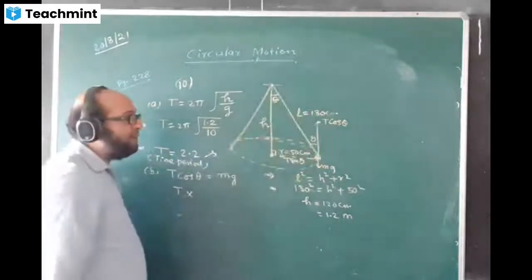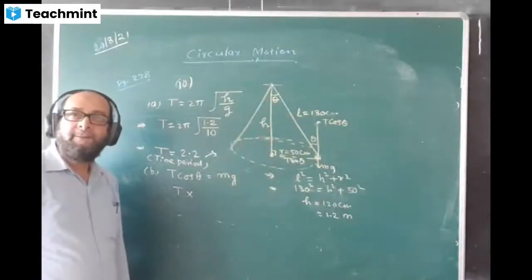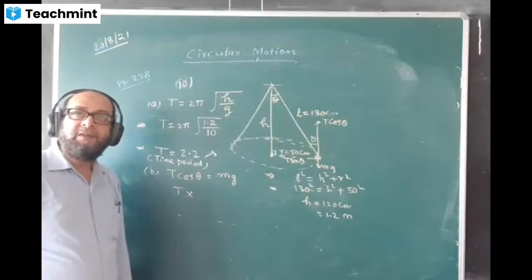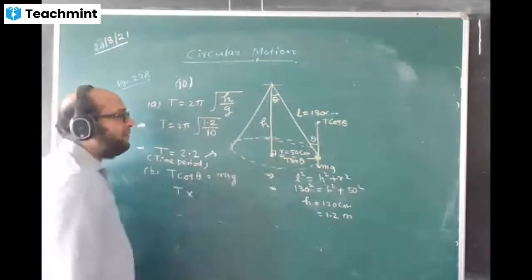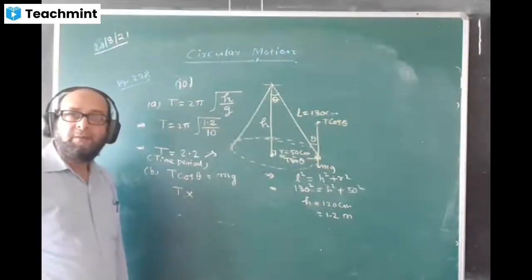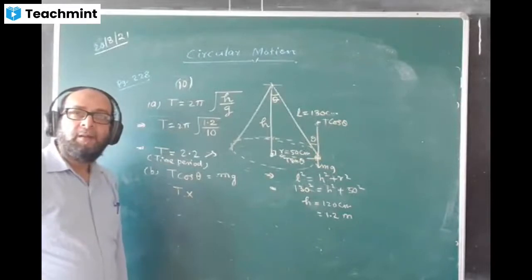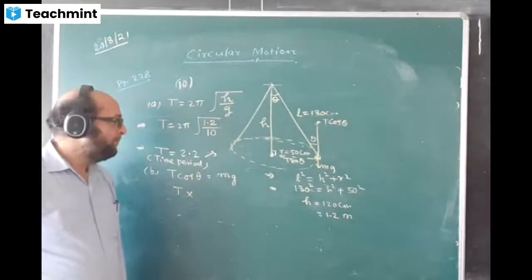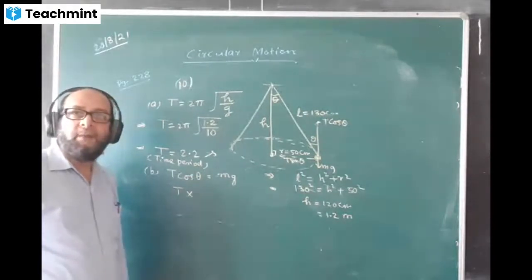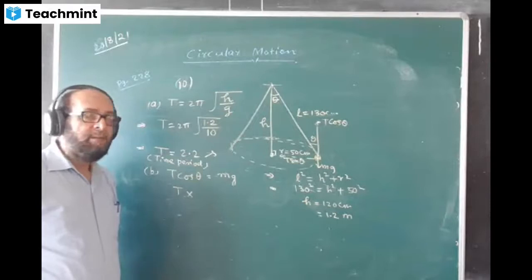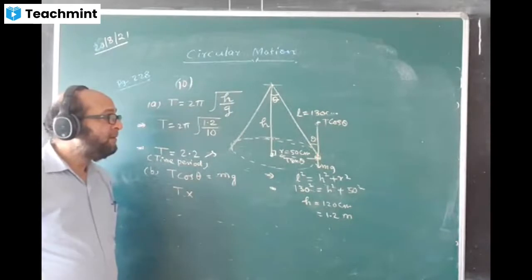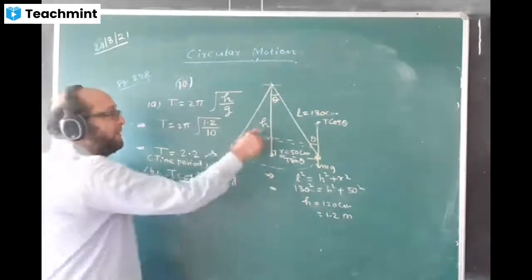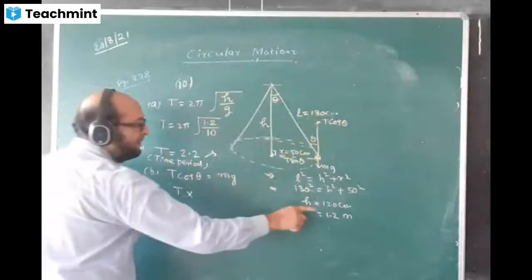Cos theta is base by hypotenuse. In the right angle triangle, what is the value of base? Cos theta is b by h. What should I write? Tell me. Cos theta is base by hypotenuse. What is the value of base here? Yes, h is the value of base. This by this, the base h value we found.